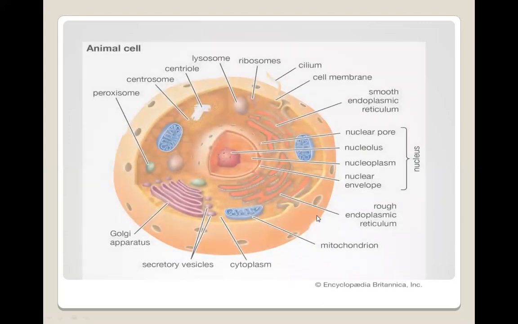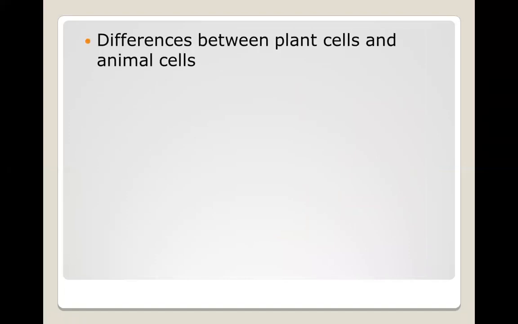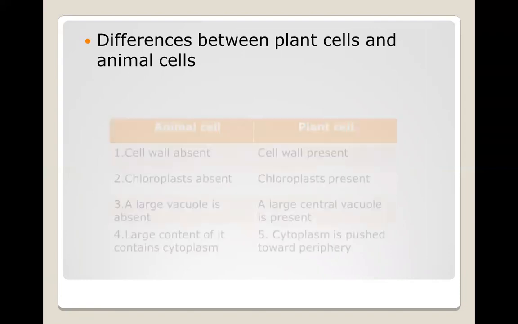And this is the inner structure of an animal cell. We can identify the parts of it as ribosomes, centriole, cell membrane, nucleus, mitochondrion, Golgi apparatus, and so on. So there are functions fulfilled by every part of the cell. And now we're going to learn about the difference between plant cells and animal cells.